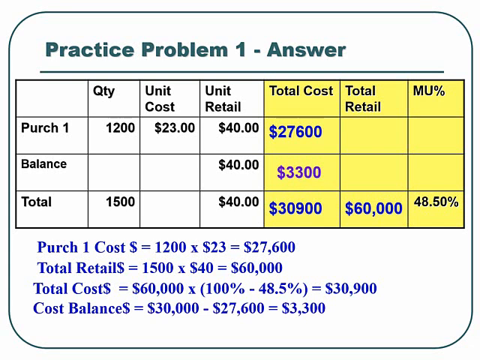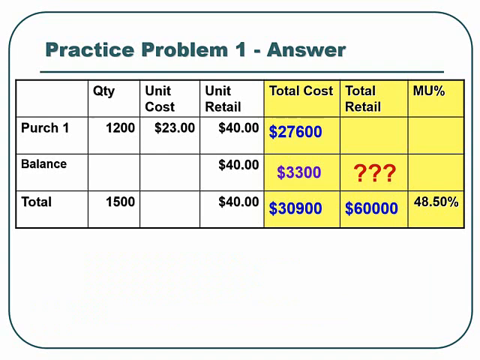Now we can calculate cost balance, which was the question mark that we were supposed to reach. That's the total cost for the total minus the total cost for the purchase one. So $30,900 minus $27,600, that would lead to $3,300 for cost balance. That basically means that we have to spend, or we can't spend, $3,300 more at cost to purchase more merchandise.